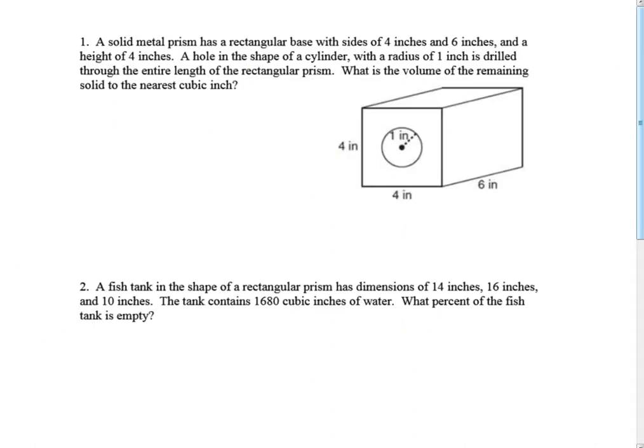Okay, so now we have a couple of little variations of this. In number 1 here, a solid metal prism has a rectangular base with sides of 4 inches and 6 inches and a height of 4 inches. A hole in the shape of a cylinder with a radius of 1 inch is drilled through the entire length of the rectangular prism. What is the volume of the remaining solid to the nearest cubic inch?